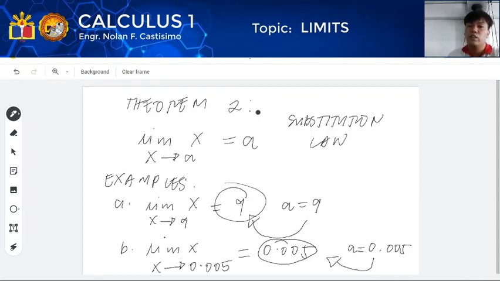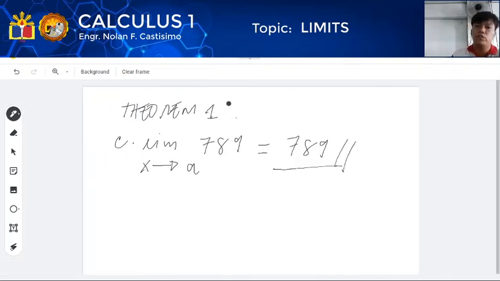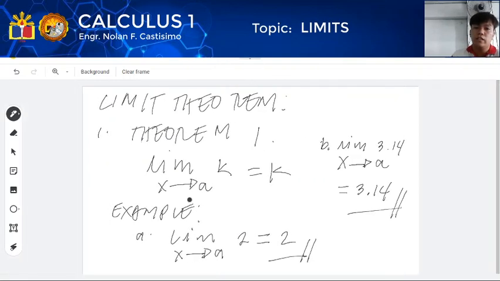Naintindihan? So, katulad naman dito kanina, balik tayo sa previous, yung theorem 1, kung ano yung constant na nakalagay dito, yun naman yung nilalagay natin dito na as answer. Okay. Katulad nito, limit of 2 as x approaches a. So, equivalent to 2 siya. Kinuha lang natin yung constant na yun. Next.